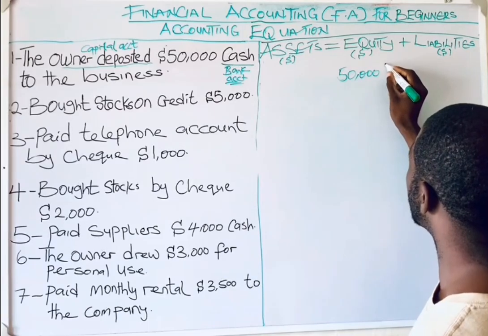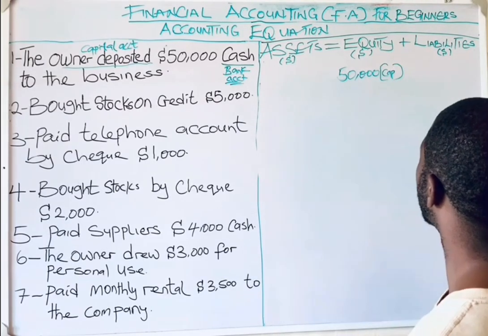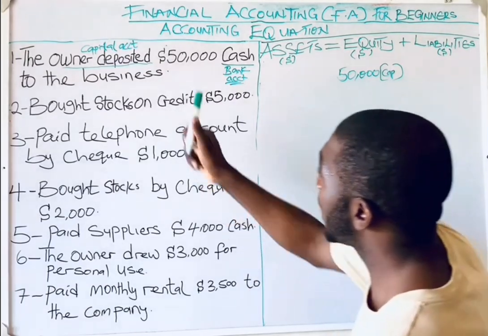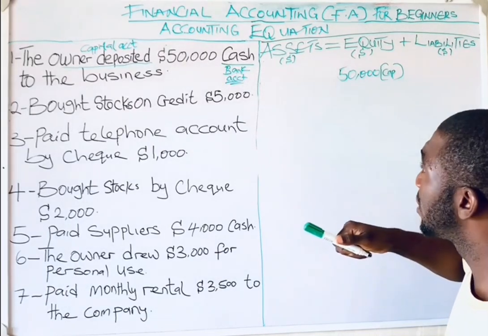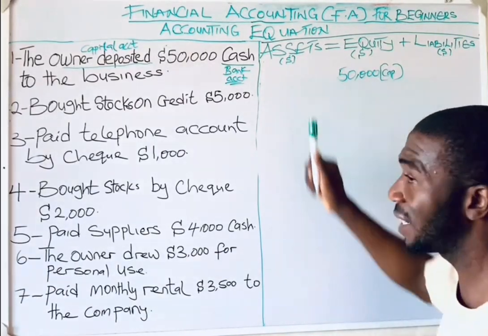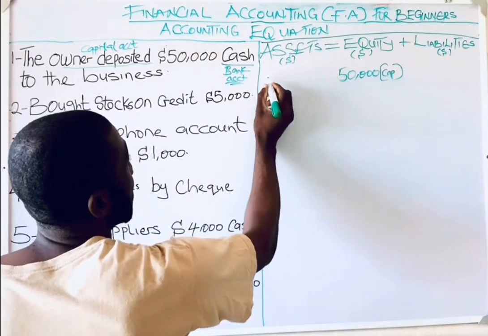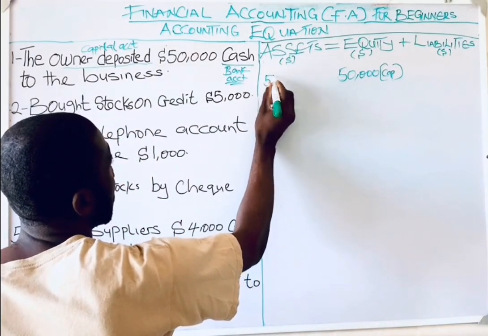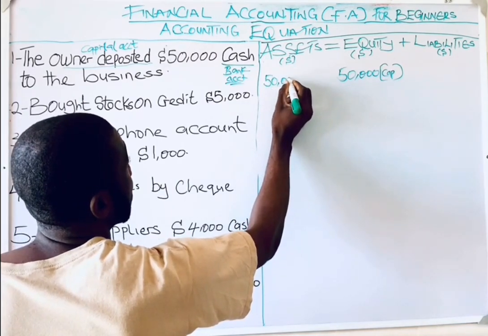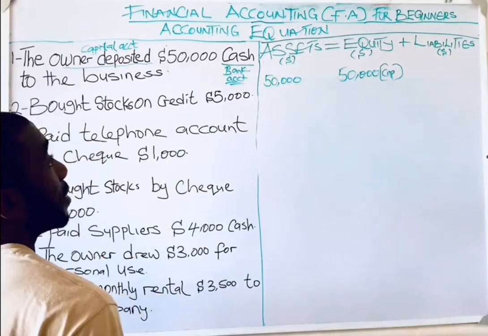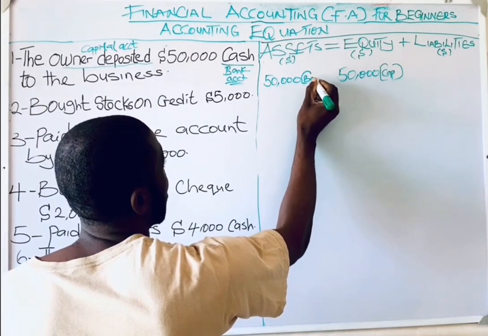And it is what? Capital. Let's abbreviate. It is capital. So the second account is bank. And on the list of items under assets, bank falls under assets. So you come here and say that same $50,000, sorry, not naira, dollars, and it is your bank account.